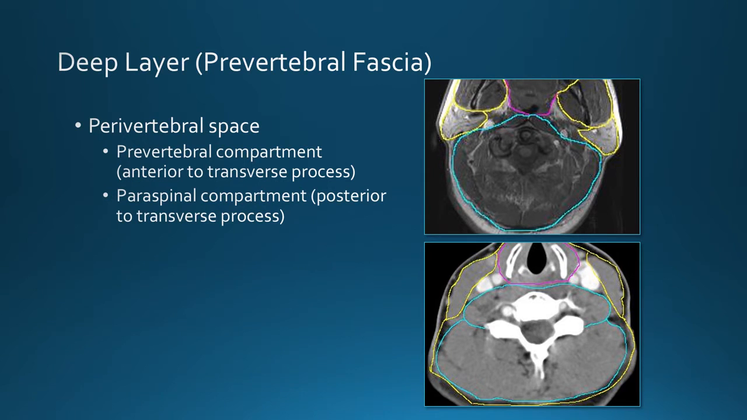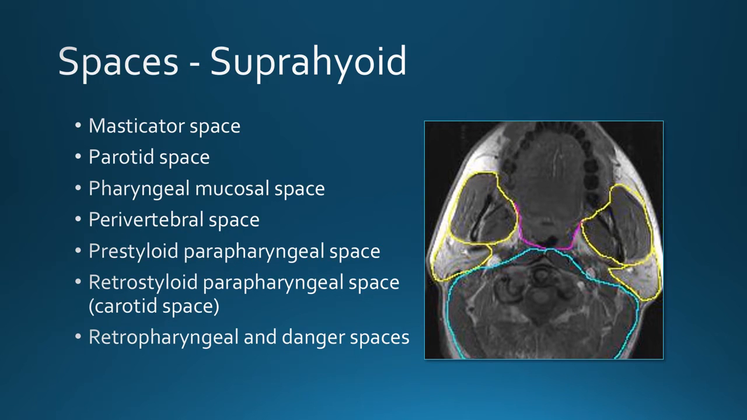The perivertebral space we can divide into 2 parts: a prevertebral compartment anterior to the transverse process and a paraspinal compartment posterior to the transverse process. So in the suprahyoid neck, we have the masticator space, parotid space, pharyngeal mucosal space, and perivertebral space, and then we have spaces in between those that I described. We have the parapharyngeal space in here, which we'll see has both a prestyloid and a retrostyloid component, and we'll have the retropharyngeal and danger spaces in here.